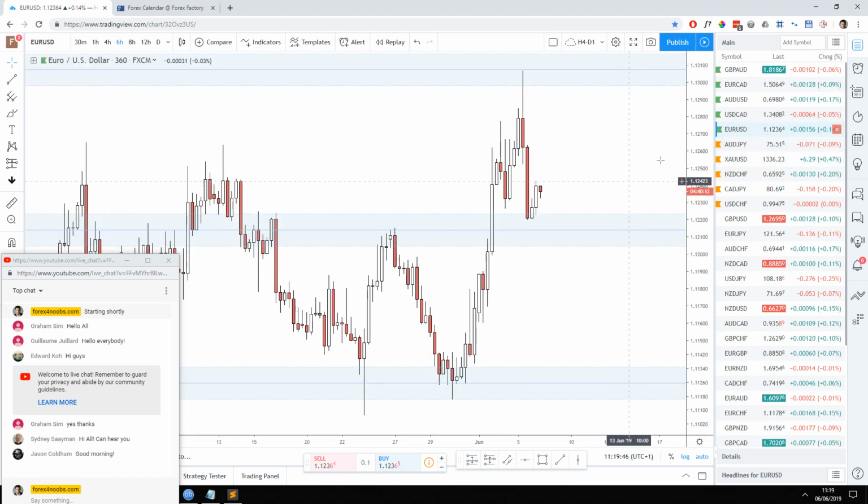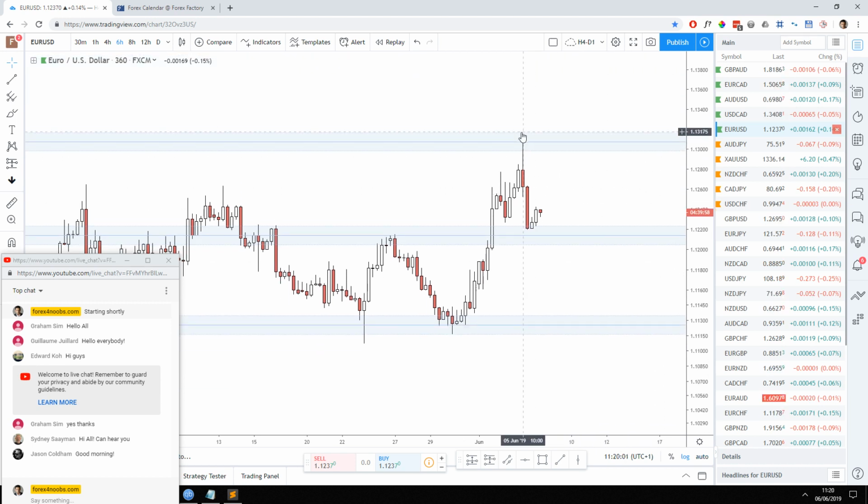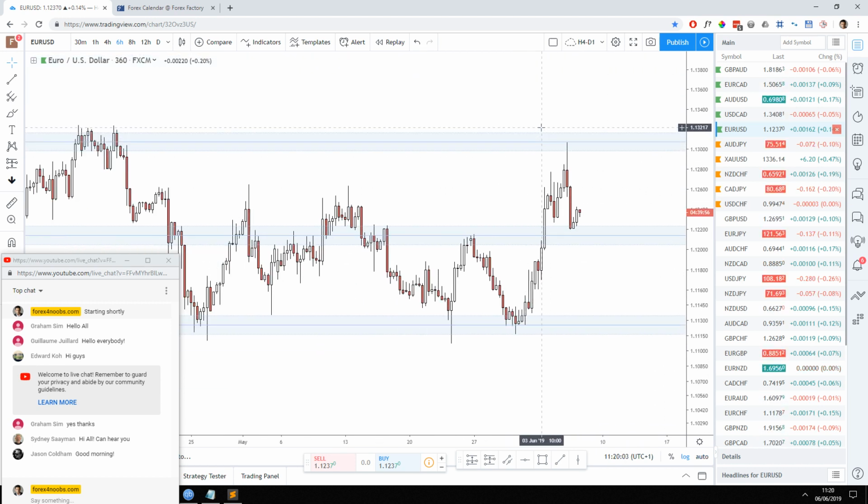EUR USD, we already talked about this one. I'm not in this one. Some people still are, maybe, but I imagine most people have closed this one out. If anyone's still in it, just let me know and we'll keep track of it. But I imagine almost everyone closed out because it spiked up to that second resistance area.